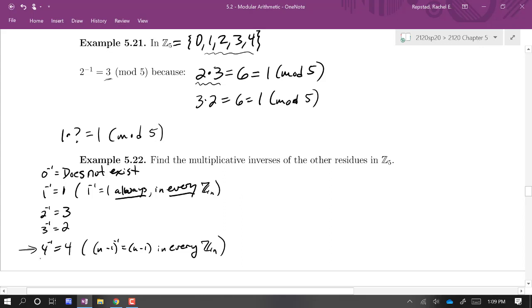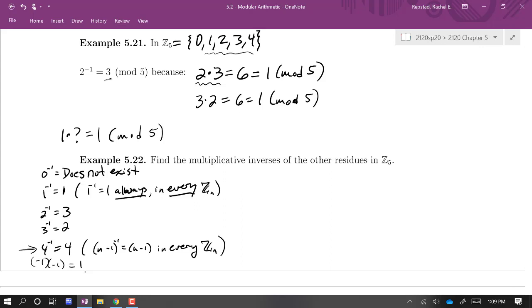And I could sort of explain why 4 should be its own inverse, and that extends to n-1 in any Zn. 4 is equal to -1, right? So 4 should be its own inverse because -1 times -1 we already know is +1. And that's true for n-1 in any Zn.